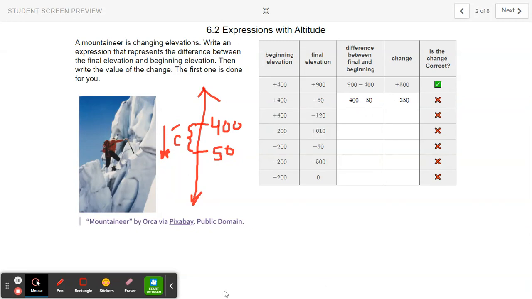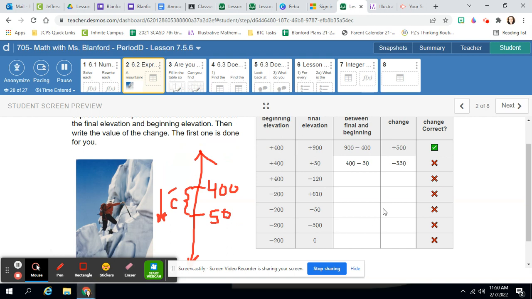interesting, because it should be. One thing that I've noticed is that when I put in 400 minus 50, I actually still have a red X. And when we take a look at this, 400 minus 50 does not give us the change of negative 350. So really, this is the problem. It's our difference, our subtraction problem here.